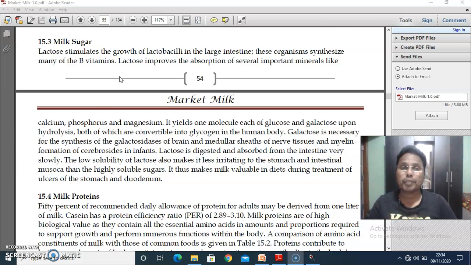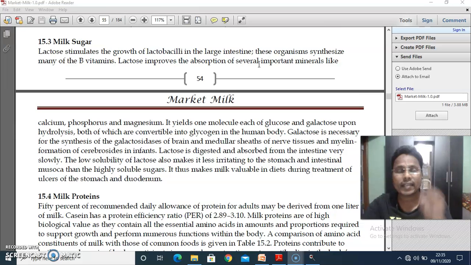The lactose improves the absorption of several important minerals. This is the second function of milk sugar. The first one is that lactose stimulates the lactobacilli in the large intestine, and these organisms synthesize many B vitamins. And the second important function is that it improves the absorption of several important minerals. What are those minerals? Number one is calcium, number two phosphorus, and number three magnesium.